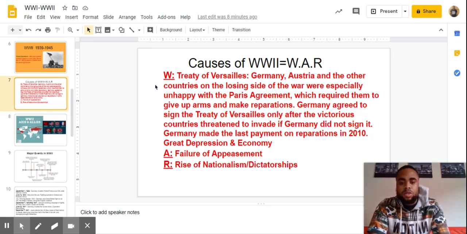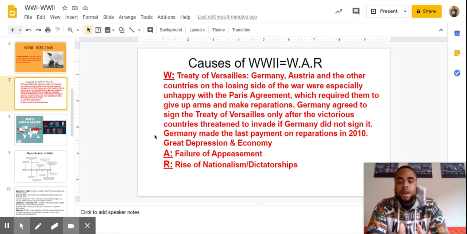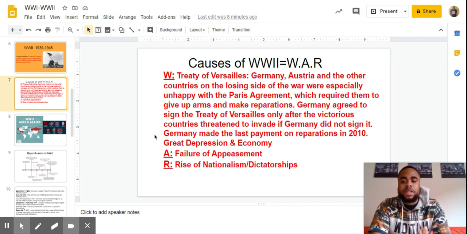All right. So Germany agreed to sign this treaty only after the victorious countries threatened to invade Germany. So to avoid the Allies from World War One from invading Germany, Germany signed it because they were threatened to. Also, Germany had been paying reparations for decades on up until 2010. So for almost 100 years, Germany was still paying from that one war.